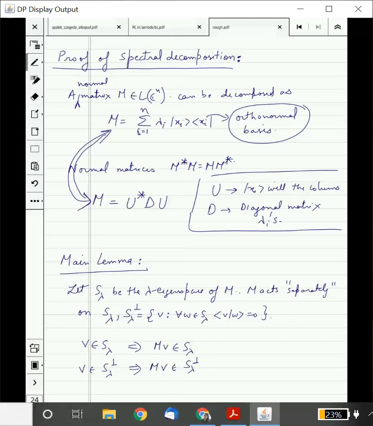Geometrically, if I write down my matrix with eigenvectors or basis of S lambda here and then basis of S lambda perp here, it's easy to verify that that will form the complete basis. If I write my matrix in this basis, then M will be of this form. It will be a block diagonal matrix. It will have only entries on the diagonal blocks. Because if I take anything inside S lambda, it will go back to S lambda. If I take anything in S lambda perp, it will go back to S lambda perp. This is the main lemma. Let's prove it.